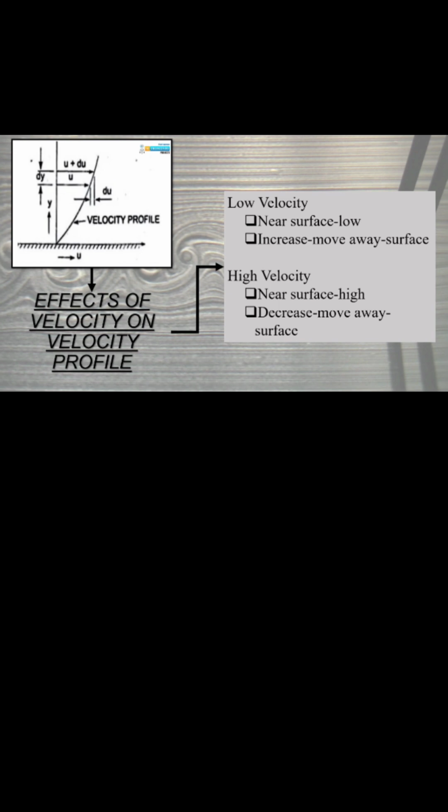So when airflow velocity is low, the velocity profile near the surface is also low, but it increases gradually when we move away from the surface. On the other hand, when airflow velocity is high, the velocity profile near the surface is also high, but it decreases when we move away from the surface. Moving on, I'm going to explain what are the effects of velocity on boundary layer thickness.